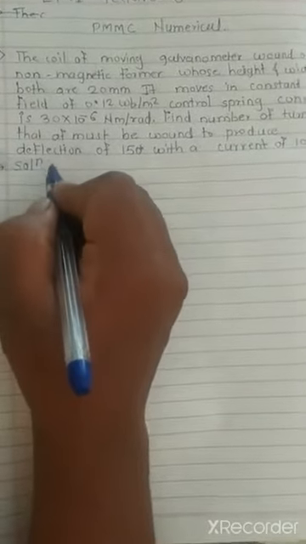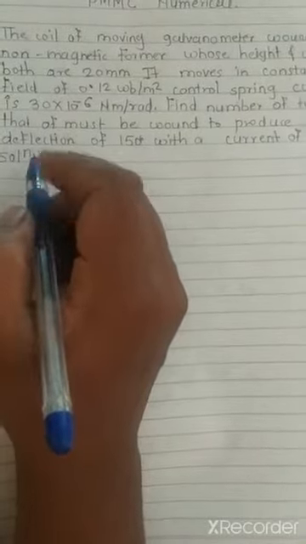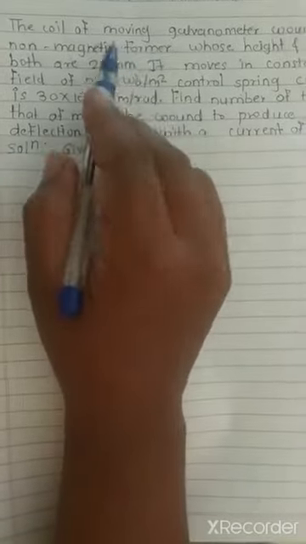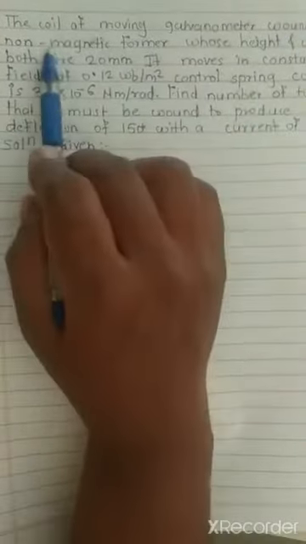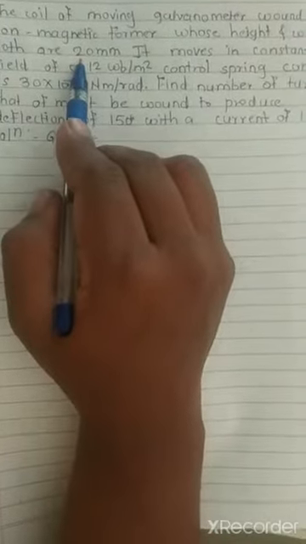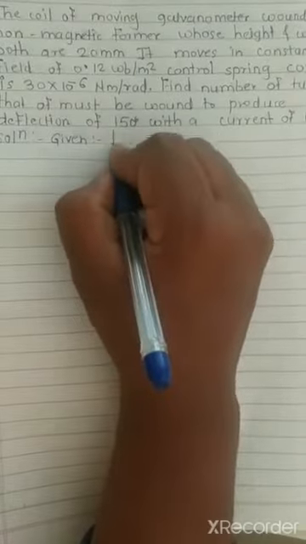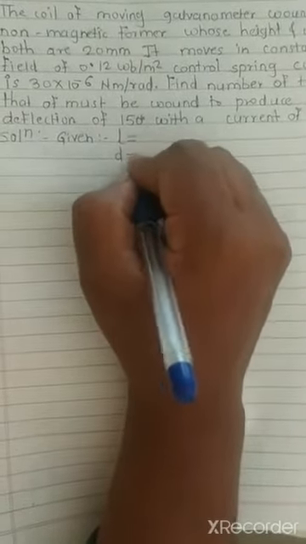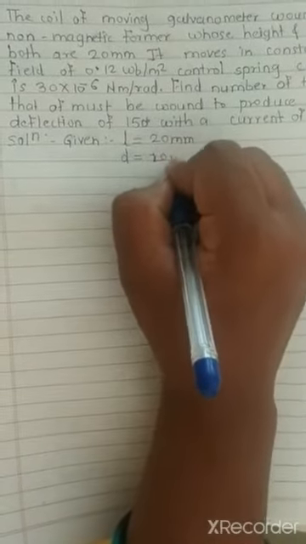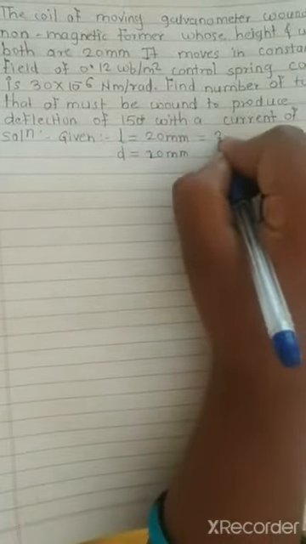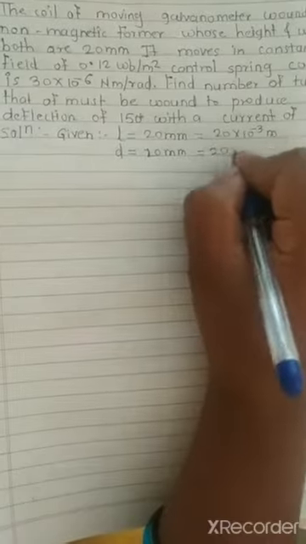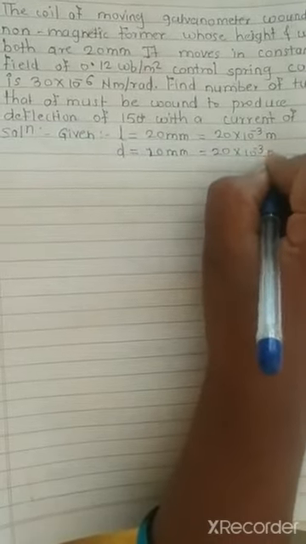For the solution, first of all write down the given data. Here the given data is: the coil of the galvanometer is wound on a non-magnetic former whose height and width both are the same and it is 20 mm. Means L and D are given. Both are the same, means both are 20 mm. Convert it into standard unit. You will get 20 into 10 raised to power minus 3 meter.